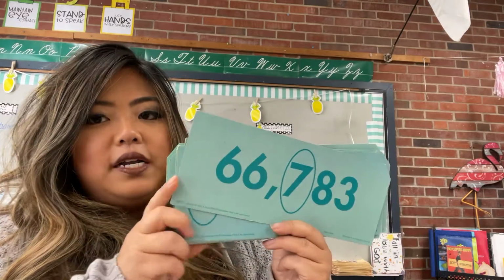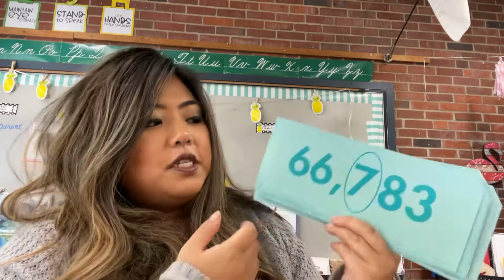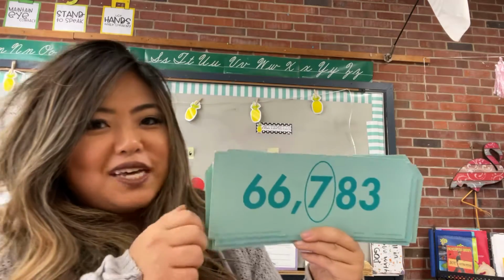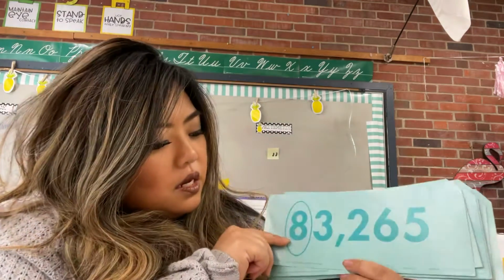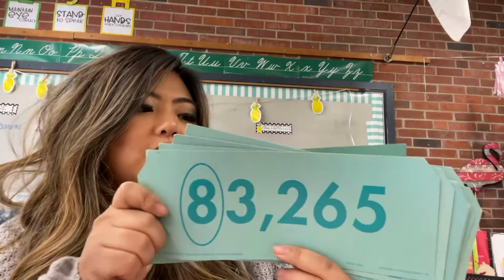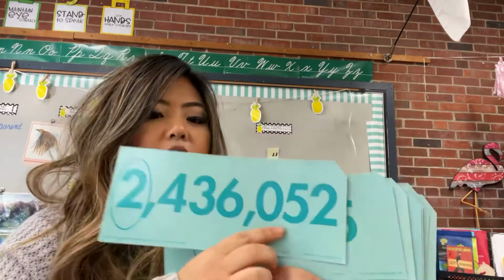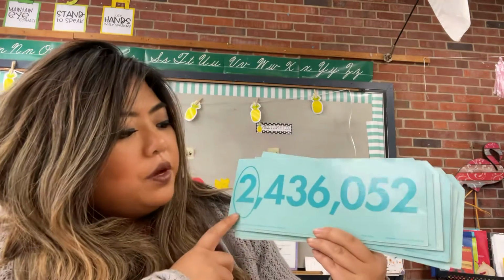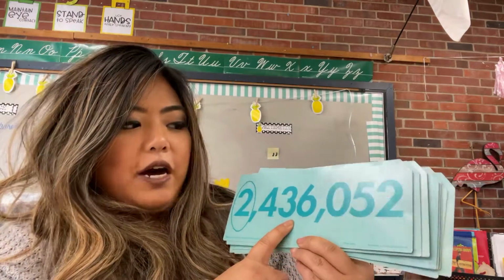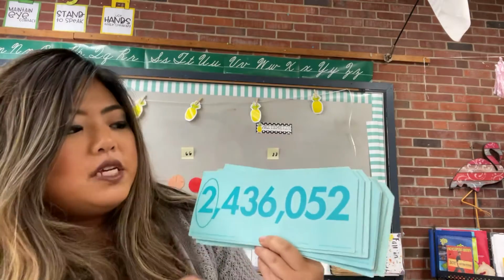Now this one, because this is the 10,000s, this would be 76,783. 93,265. This would be 2,446,052. Now let's just go over these places.